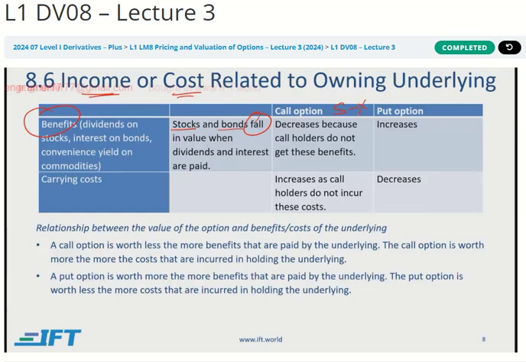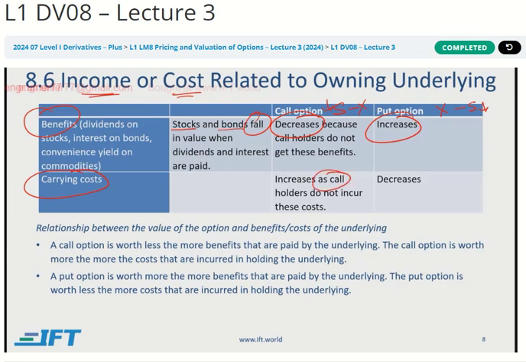And since the value of a call option is S minus X, because of the exercise value, this S will go down, and therefore the value of the call option will decrease. And because a put option is X minus S, when S goes down, the value of the put option will increase.